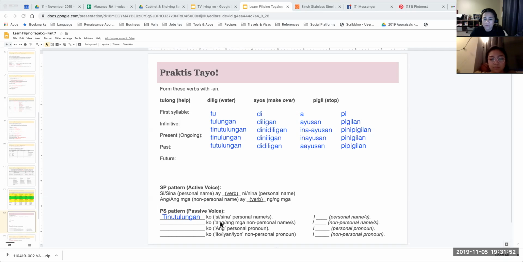Now, if you use the non-personal name, which marks your focus with ang or ang mga. Just give me an example. Tinutulungan ko ang mga bata. Very good. Now, the ang mga bata, because that's a non-personal name, you can replace it with a non-personal pronoun. So replace the mga bata with a non-personal pronoun.